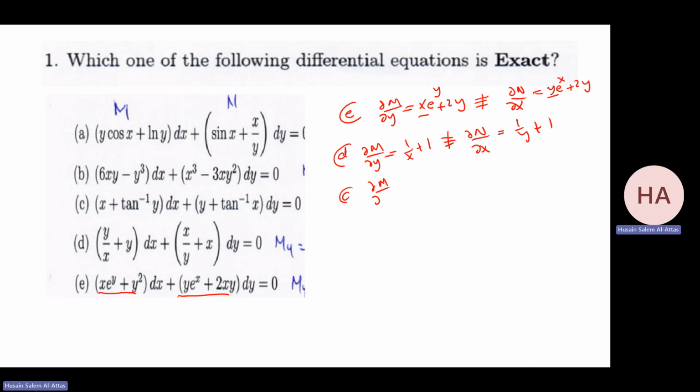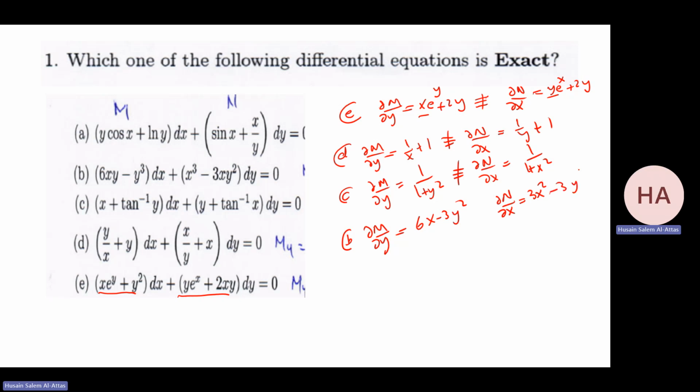C. Partial m with partial y, it will be 1 over 1 plus y squared. Partial n with partial x, 1 over 1 plus x squared. So they're not the same. B. Partial m with partial y will be 6x minus 3y squared. Partial n with partial x, that will be 3x squared minus 3y squared. So they're not the same.